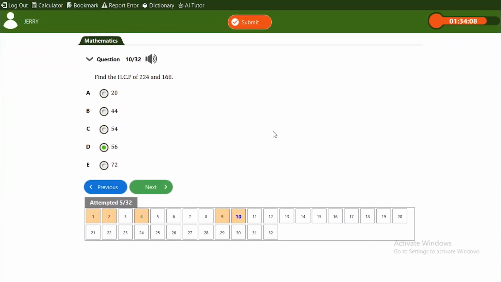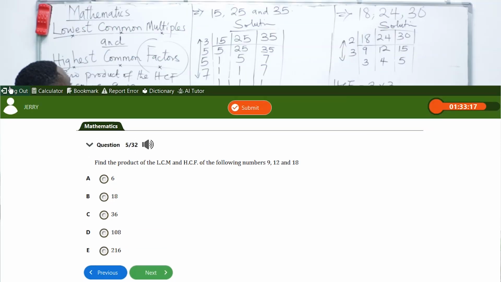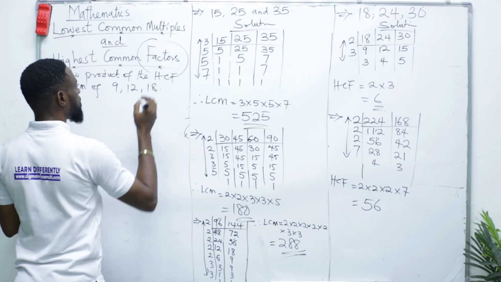All right, there's a question I said we'll go back to. I think that is question number 4. It says, find the product of the LCM and HCF of the following numbers. Let's look at that. What are the numbers? 9, 12, and 18.